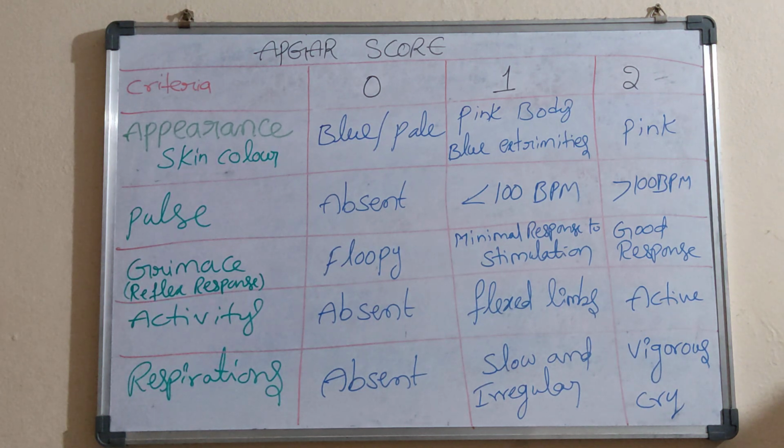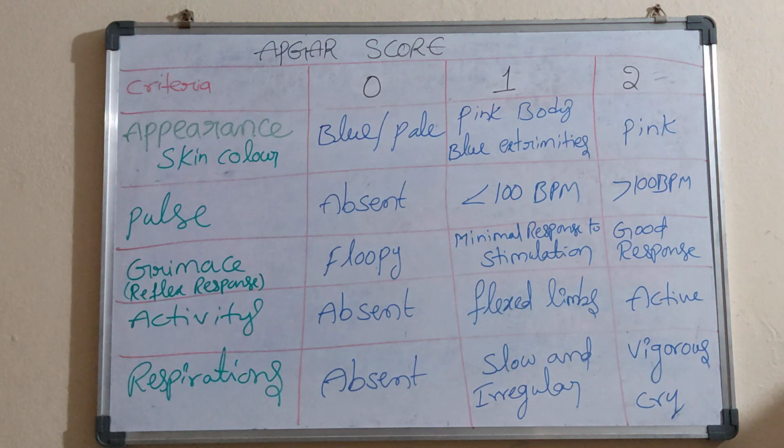After your scoring, you can count the score. First criteria, pink body, 2 we have given. Pulse rate 1, means less than 100 beats per minute, for example, I am telling this. 2 plus 1, 3. Grimace reflex response, minimal response to the stimulation, 1 I am giving. Activity, active body movement, 2. Respiration is slow and irregular, 1. Now you can count: 2 plus 1 plus 2 plus 1 plus 1. So what is the score? You can count it. Maybe 6 to 7.